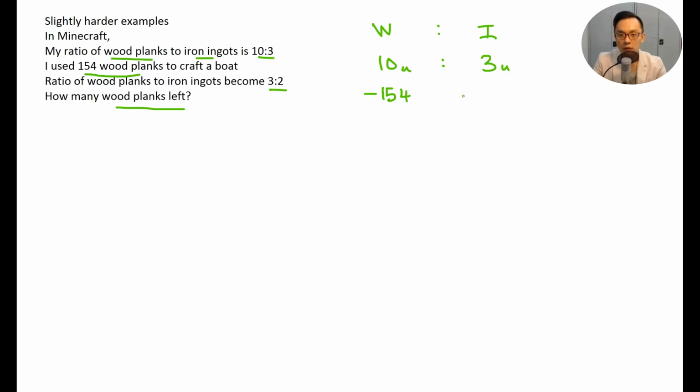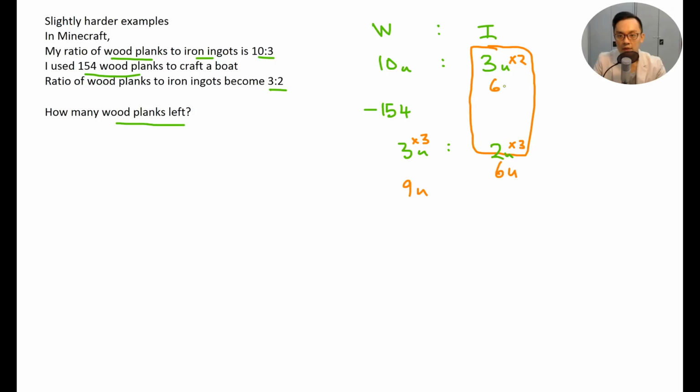This is units. And after that, the ratio became 3 is to 2. So question, which one is the same? By now you should know that the iron ingots remain the same, so I need to make them the same. One is 3 and one is 2. Lowest common multiple is 6, so I need to times 2 to this and times 3 to this, so it becomes 6u, and I times 3 to this, becomes 9u. So this also becomes 6u, and I times 2 to this, this becomes 20u.